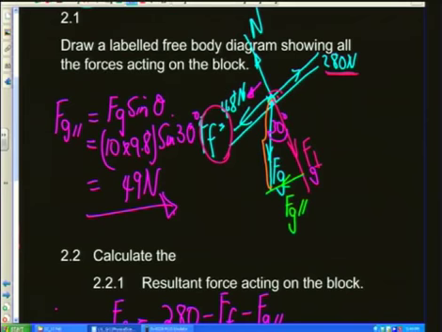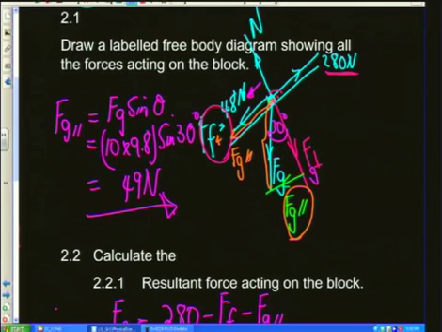But when we work out the Fg parallel, the component of this weight parallel to the surface, we find that there is Fg parallel, which is moving in that direction as well. Sorry about making everything look messy here. So there is Fg parallel. Then Fg parallel and friction are acting in the same direction.